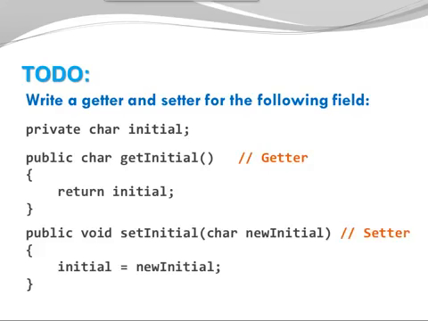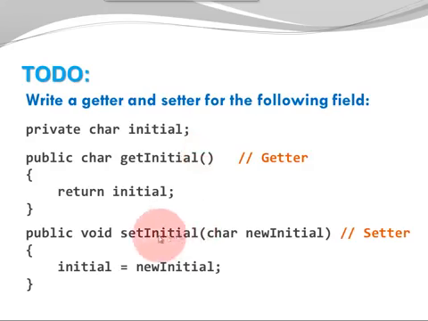So here is a solution. Notice the field initial, it's of a type character. The getter has the name get initial, so we have the prefix get. The return type of my getter matches the type of my field, and I'm returning directly the field. So here return initial, initial was my field. Also my getter has an empty parameter list.